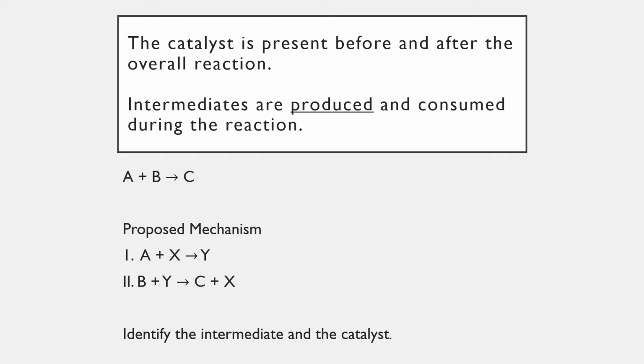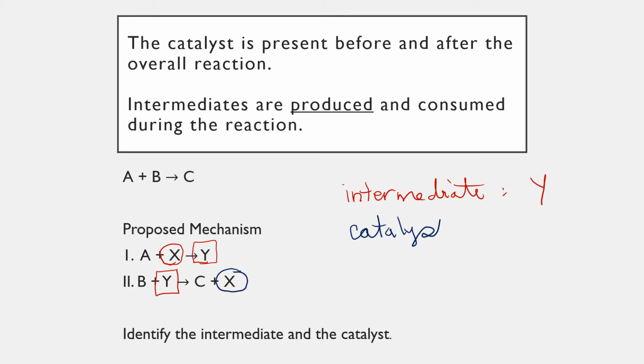So notice that we have Y produced, and then Y is consumed in the second step of the mechanism. So the intermediate is Y. For the catalyst, notice the catalyst is a reactant and it's a product. So the catalyst is X. Let's look at our next one.